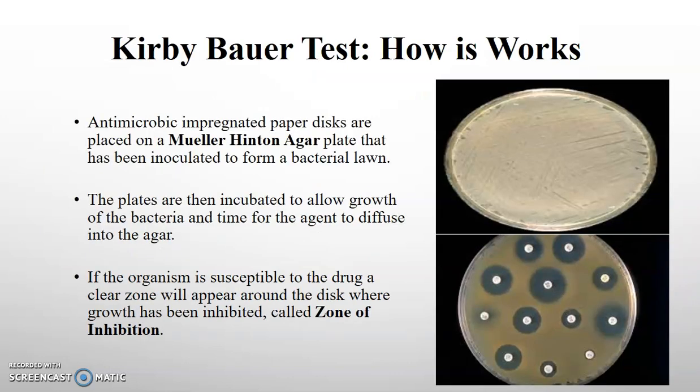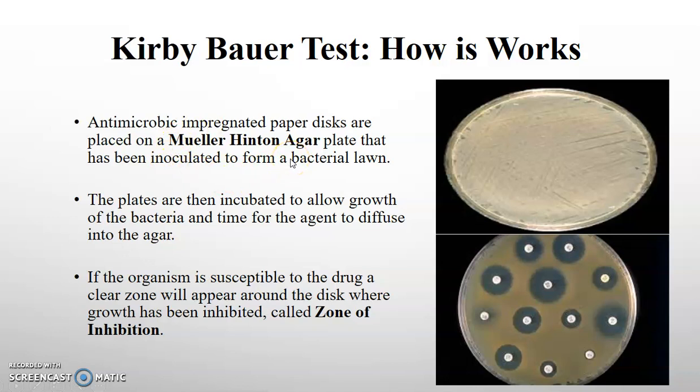So how does this Kirby-Bauer test work? I already gave you a general description of it, but basically what you do is you take a sample of bacteria, whatever bacteria you're given, and you put it on a specific type of plate. The Petri dish plates that we use for a Kirby-Bauer test are Mueller-Hinton agar plates. It's just a specific type of plate that's used for this test.